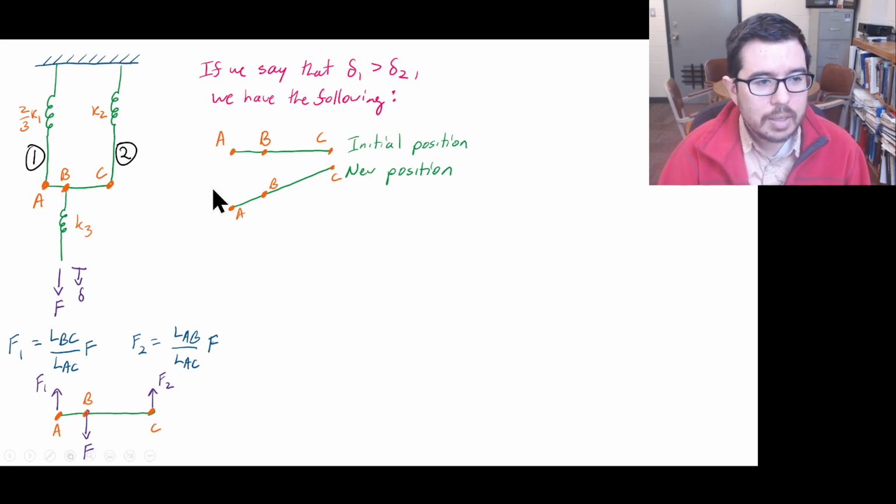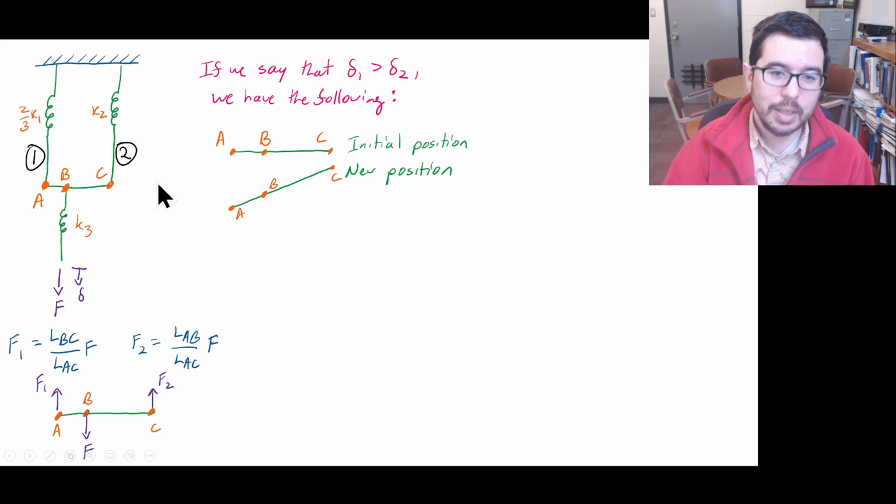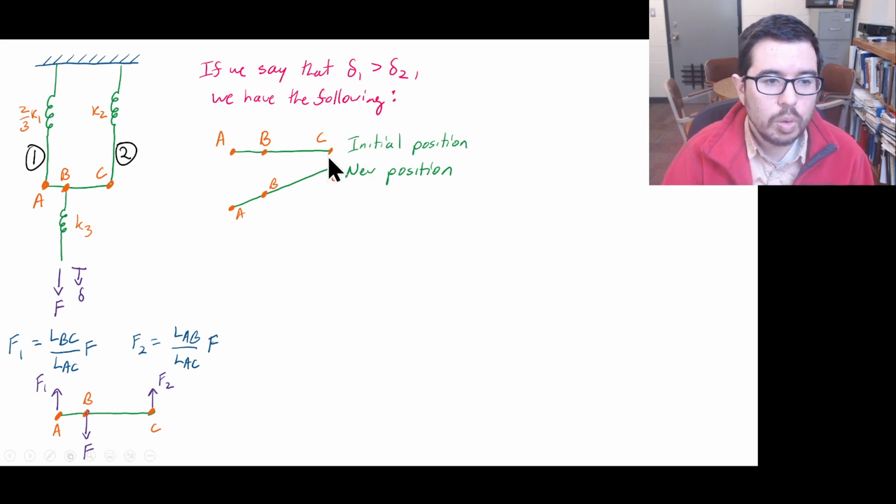Maybe a slightly subtle but important point is that the beam displaces downward. Okay, you're like, I got that, right? So we can actually describe the displacement delta 2, how much C goes down, and how much delta 1, or how much A goes down, with these parameters, delta 1 and delta 2.